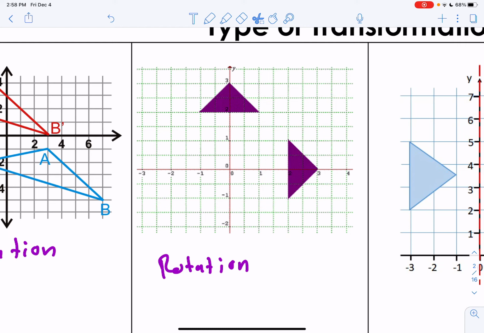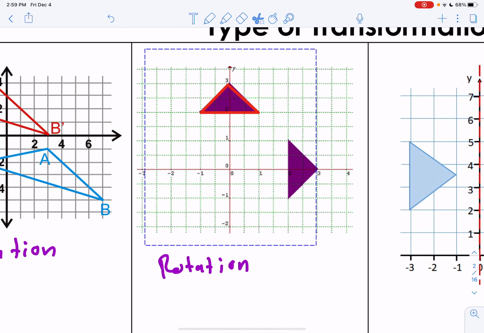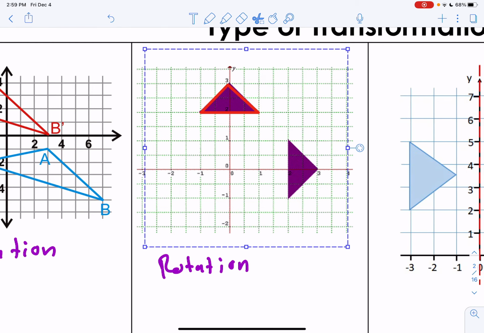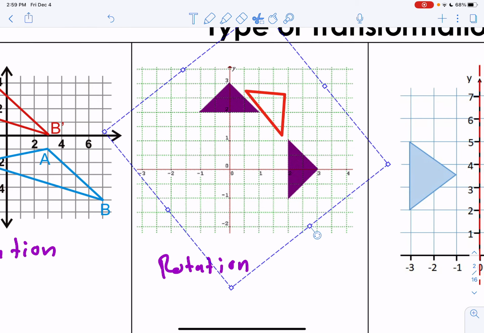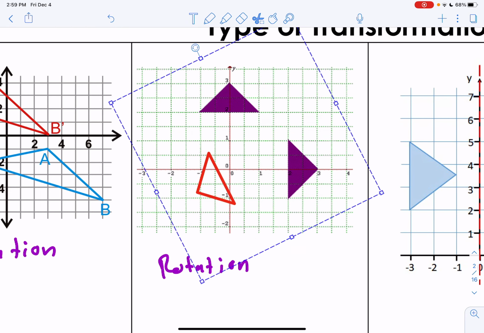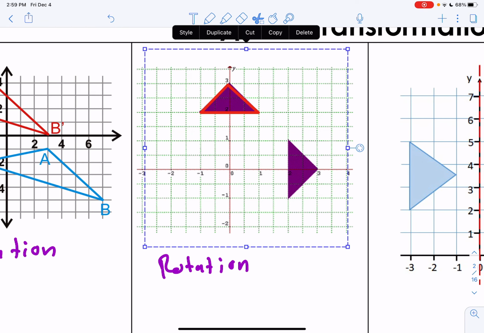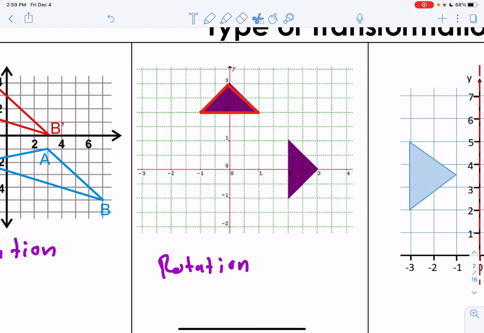So if I outline my triangle right here and rotate this, what you're going to see is it rotates like so, around a point of rotation. Again, we'll get into every single one of these in more detail as we go throughout the unit. But right now we're just working on identifying the different types of transformation. So with rotation, we're spinning it. We're turning a shape.